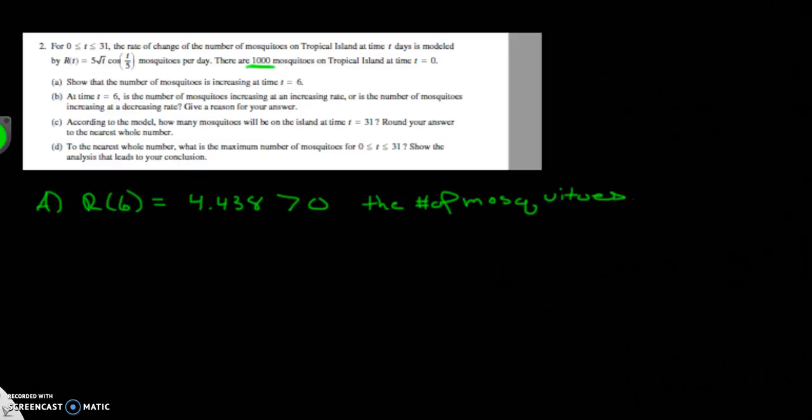Show that the number of mosquitoes is increasing at time t = 6. So if you plug this into the rate formula, if it's greater than 0, it's increasing. If it's less than 0, it's decreasing. So for part A, r(6), plug that into your calculator. When I plugged it in, I got 4.438, which is greater than 0. So the number of mosquitoes is increasing.